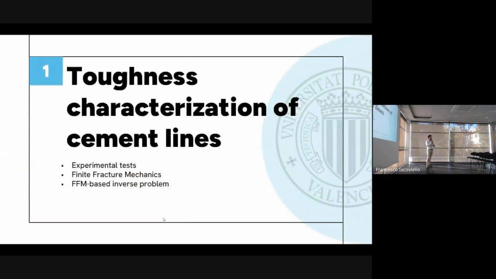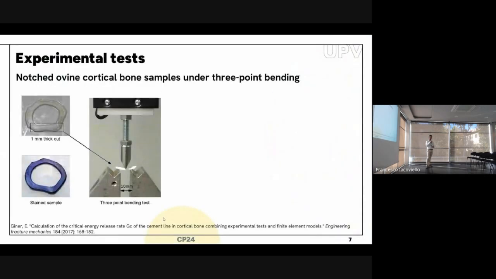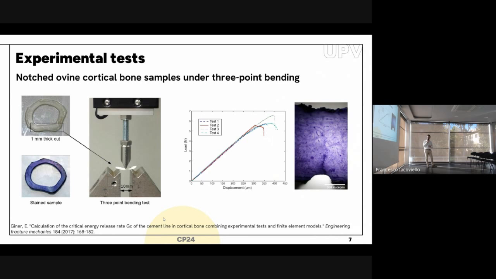So now, starting with the characterization of the cement lines, we first carry out some experimental tests. We prepared 4 samples of ovine cortical bone taken from the diaphysis of the tibia. We cut them in that beam-like shape. We clean the rest of the tissue apart from the cortical bone, and we notch them in the lower part. We can see that notch here in that figure. Then we carried out the mechanical testing, and we obtained 4 different curves for load displacement.